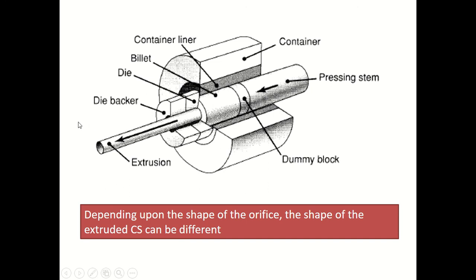Now this is a schematic diagram I would like to showcase to you in order to get a feel of what is meant by an extrusion. How does it happen? What is the cross-sectional view of an extrusion die? Here you can see that this is the die.